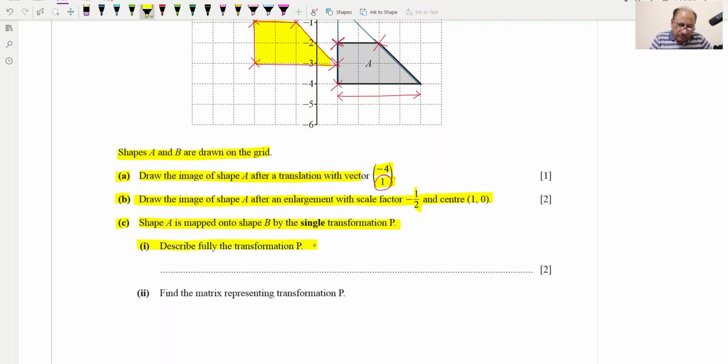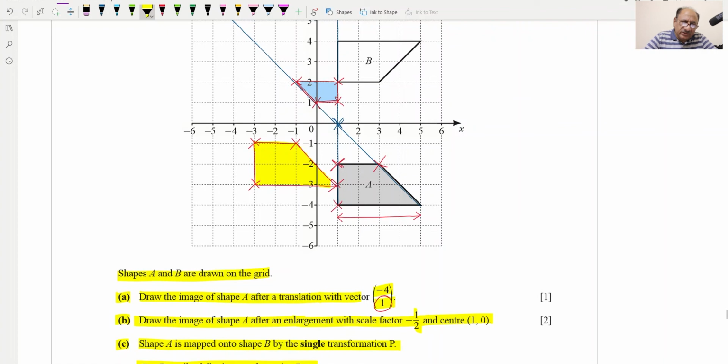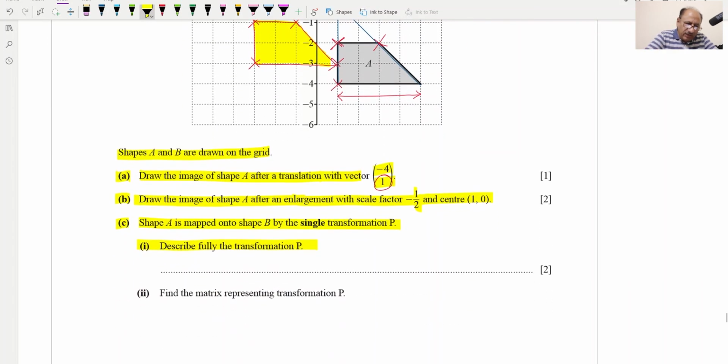Now for the C part, shape A is mapped onto B by the single transformation P. Describe fully the transformation P. So A is mapped onto B. If we check this, A is mapped to B, it is a reflection about this line which is y is equal to 0, or we can say the x-axis. So we can say it is a reflection in the x-axis.